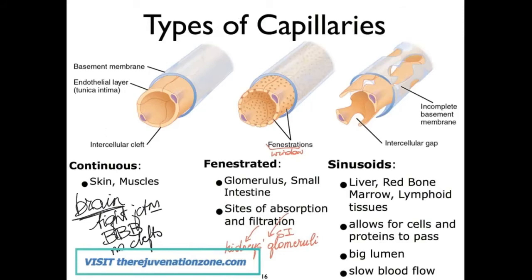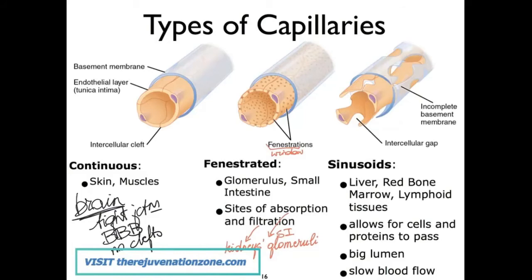So here's an illustration of these three types of capillaries. The continuous capillaries have endothelial cells which are tightly joined one to the other, sitting on the basement membrane. You have the fenestrated capillaries, which have small holes in the endothelial cells sitting on a basement membrane. And then the sinusoidal capillaries, discontinuous capillaries, have much larger holes, and they have an incomplete basement membrane as well.